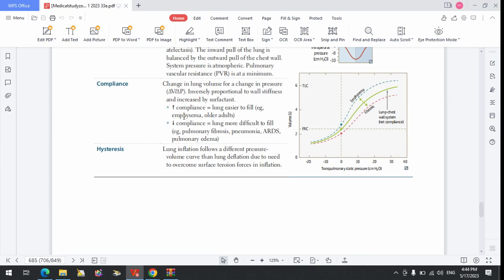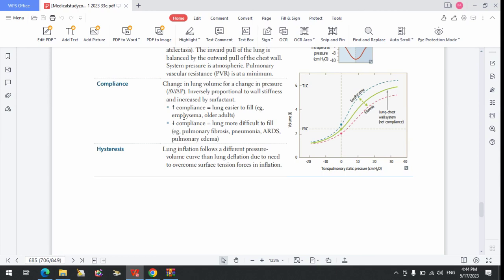That's why you see them having barrel chest. Do you get it now? In COPD, they have a barrel chest because their functional residual capacity, their total lung volume, their residual lung volume, everything is increasing because of the air trapping, because of the increased compliance.